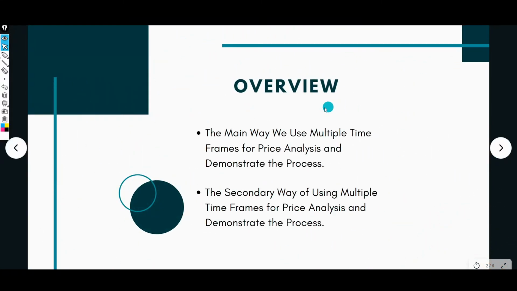Alright, so here's a lesson overview. First, I'll be explaining the main way we use multiple time frames for price analysis and demonstrate this process. And then, I'll go on to the secondary way of using multiple time frames for price analysis, and I'll be demonstrating this process also. Alright, so let's get going.